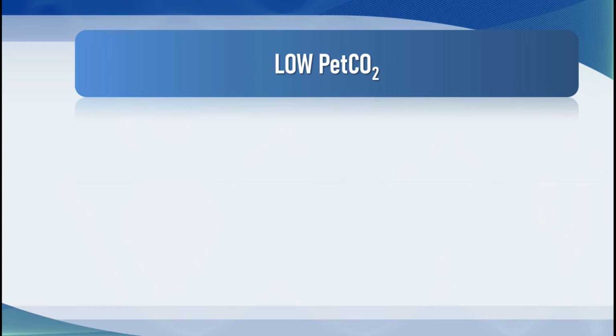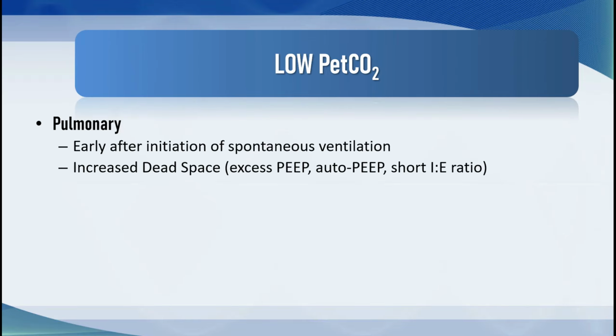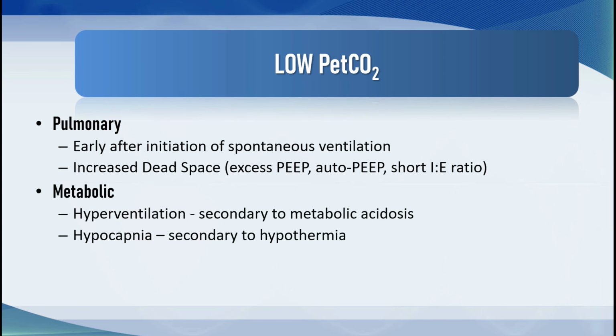Low end tidal CO2 levels are again caused by pulmonary problems, metabolic problems, and flow problems. We do see this early after initiation of spontaneous ventilation, and anything that increases dead space, such as excess PEEP, auto PEEP, or a short I-to-E ratio, that's a very long inspiratory time, will cause an increase in dead space and a reduction in overall alveolar ventilation.